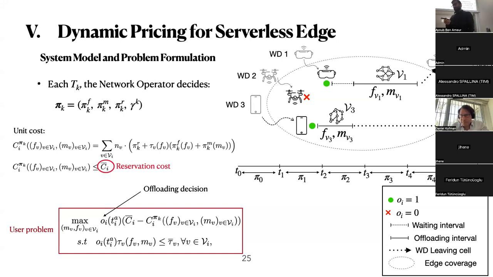Yeah. So actually, we consider such a problem just for the utility of the network operator. The network operator is concerned by the traffic that goes to the internet.